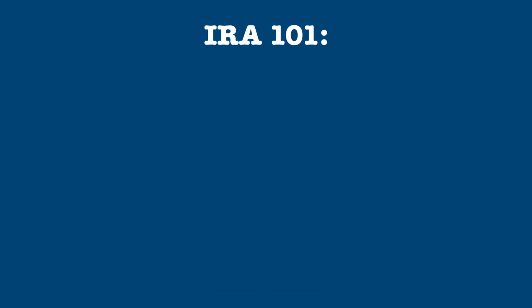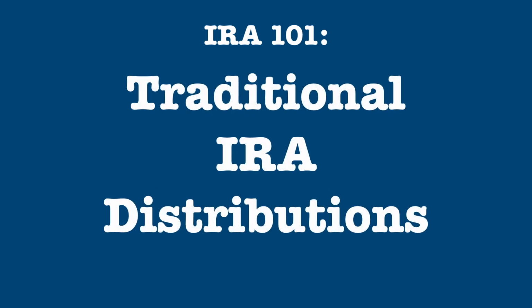In the last episode of IRA 101, we looked into IRA contributions. If you haven't seen the first episode of IRA 101, you might want to click on the card above or the link in the description. In this episode, we're going to take a look at distributions from traditional IRAs. We'll cover distributions from Roth IRAs in an upcoming episode.